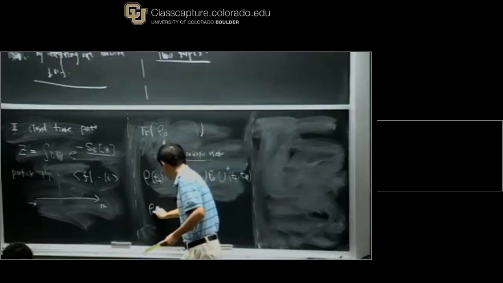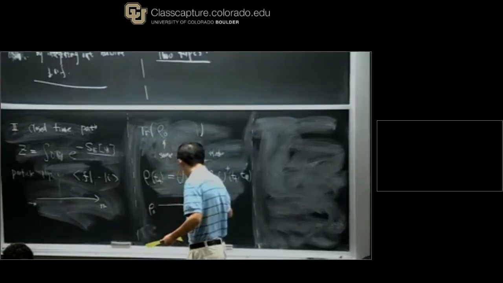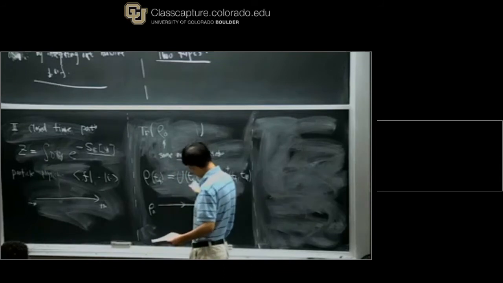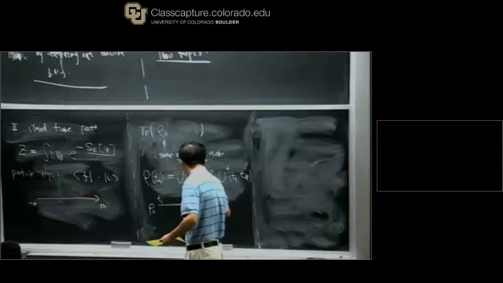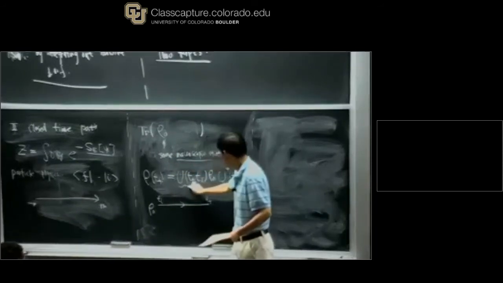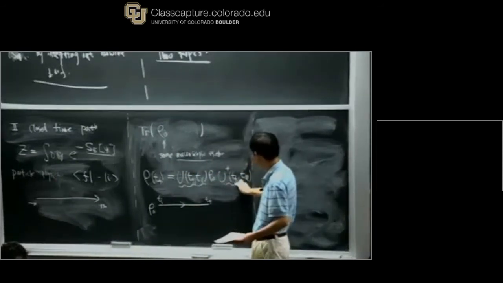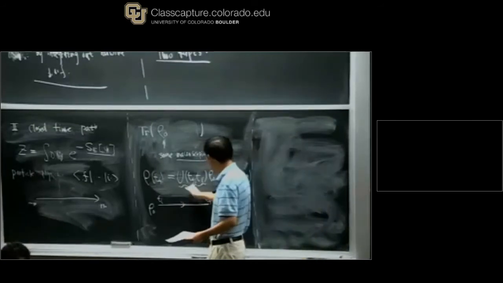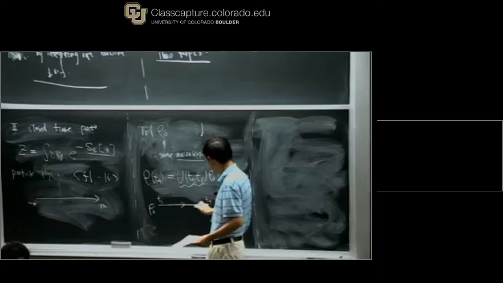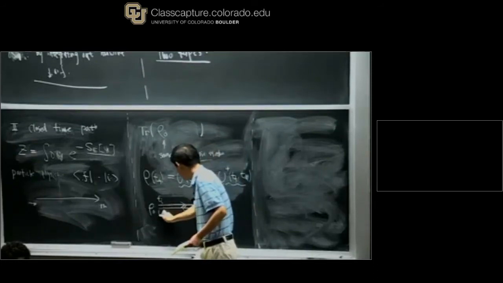If you write this in the path integral, you start with the initial state and then you evolve in time. Then you can use the standard technique to translate the evolution operator in terms of path integral. You essentially have two lines, one corresponding to U, which propagates forward in time, and one corresponding to U dagger, which propagates backward in time.